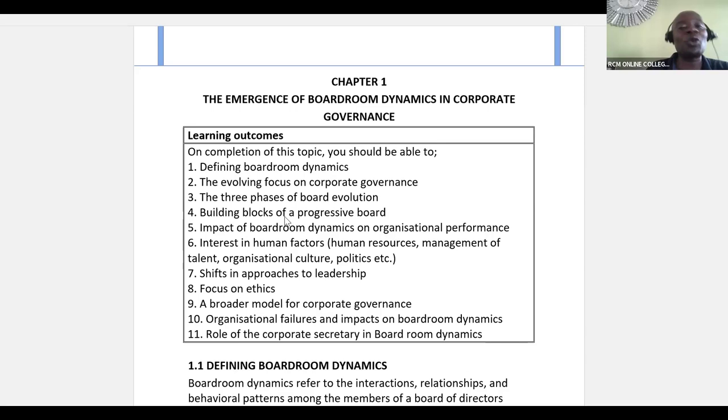A board, for example, that is itself investing in training of the board members. We must be progressive. So what are those key building blocks that we need to run what we call a progressive board? Then number five, by the end of the session you must know the impact of boardroom dynamics on organizational performance, interest in human factors, HR, management of talent, organizational culture, politics, etc. Because these things bring about changes, shifts in approaches to leadership.